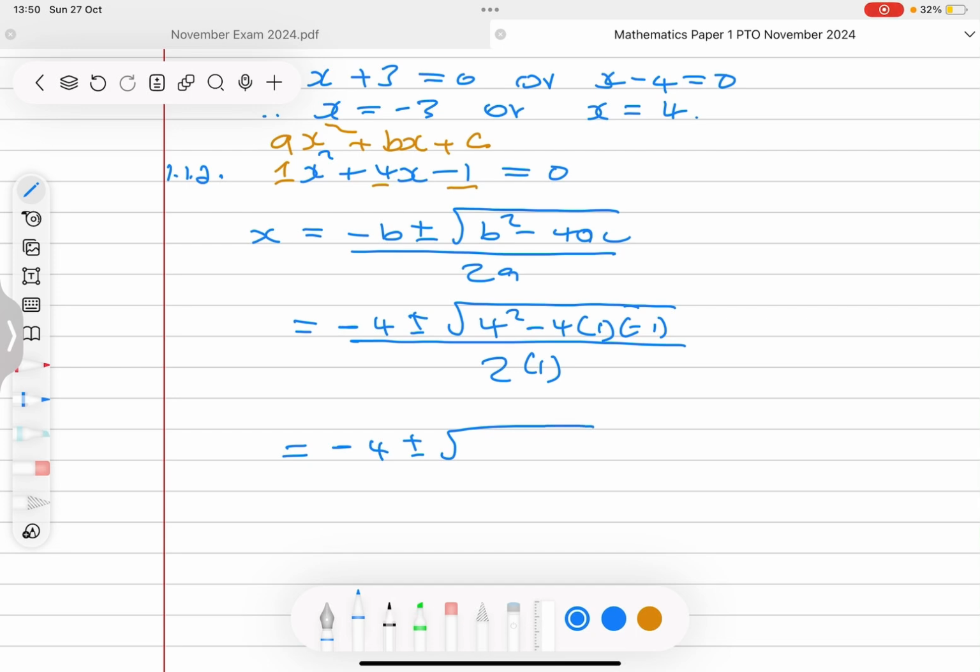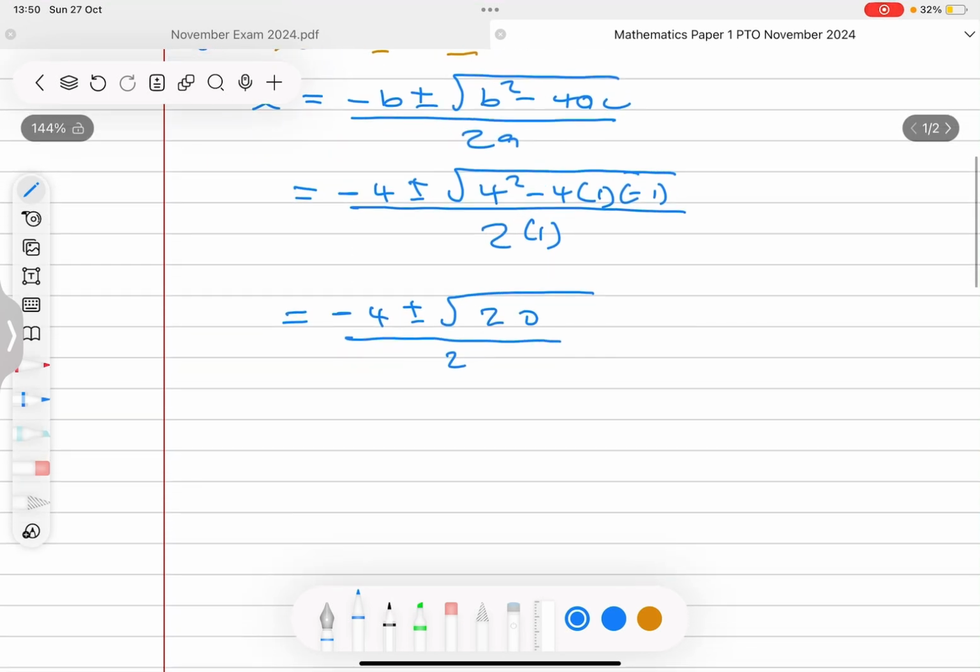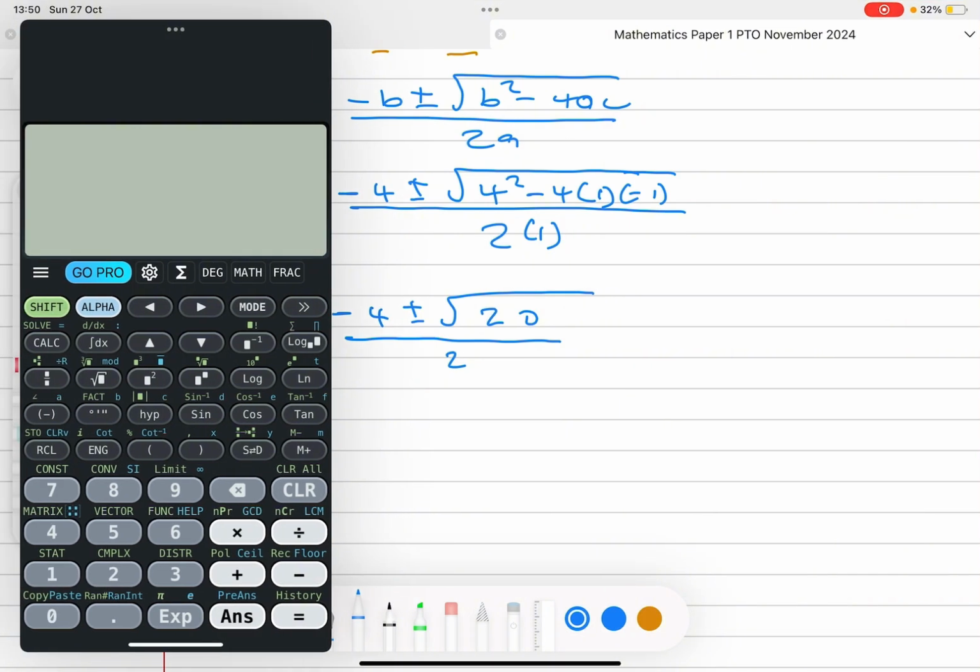Here I'll have 4 times 1, which is a 4, times -1 is going to be a plus 4. 16 plus 4 has to give me a 20, all over 2 times 1 is a 2. At this stage, you can press your calculator. You can come and say, I have here -4. I'll start with the plus. Then I put a root of 20 divided by a 2.